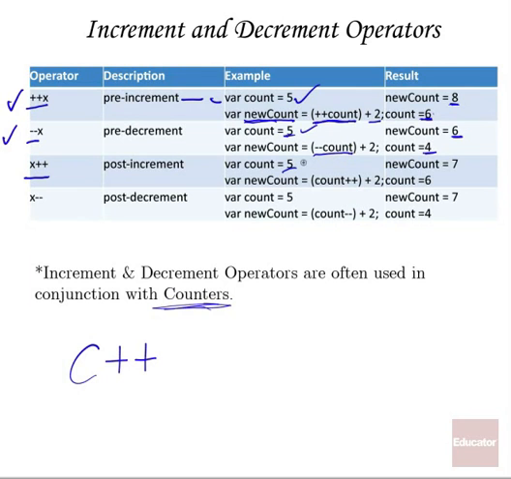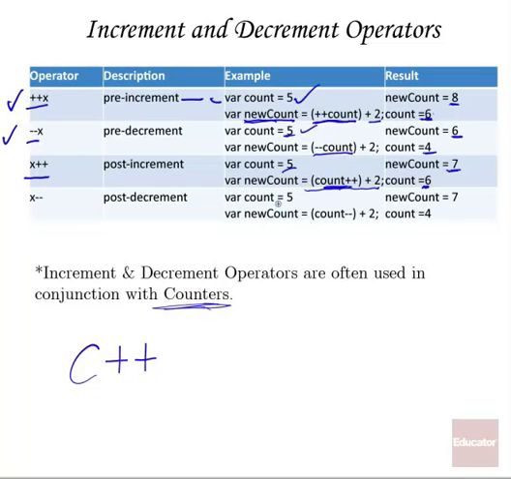Then let's look at our post increment and decrement. So we start with 5 again. Here we say run the code first, and then do the increment or decrement. All right, so here we start with 5, and then we immediately add 2. So now the new count is 7, and then we increase the count by 1. So the original count ends up being 6.